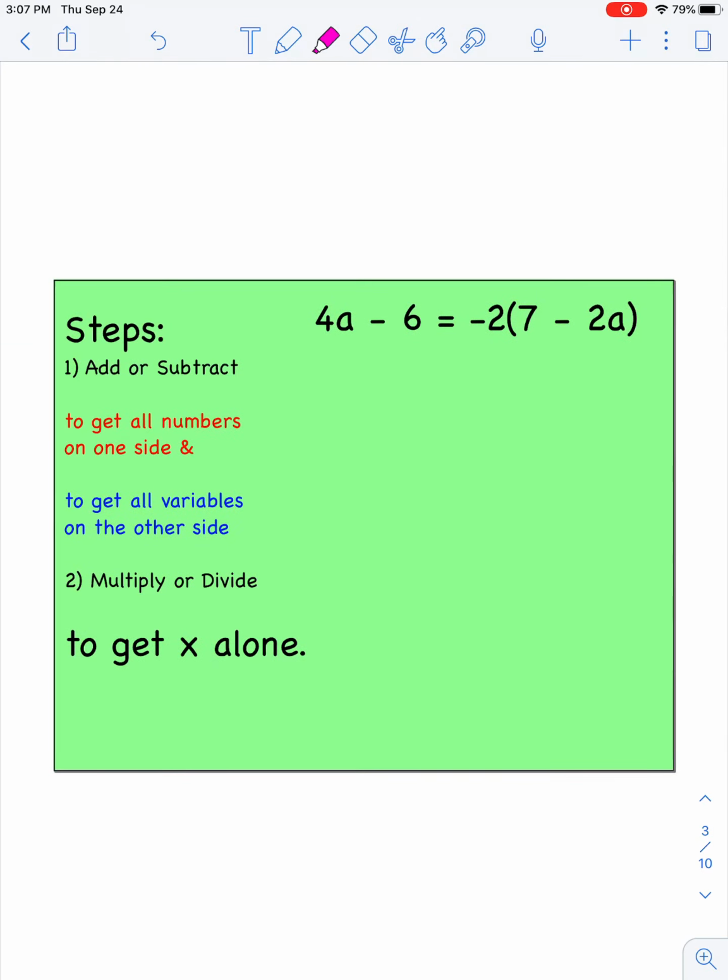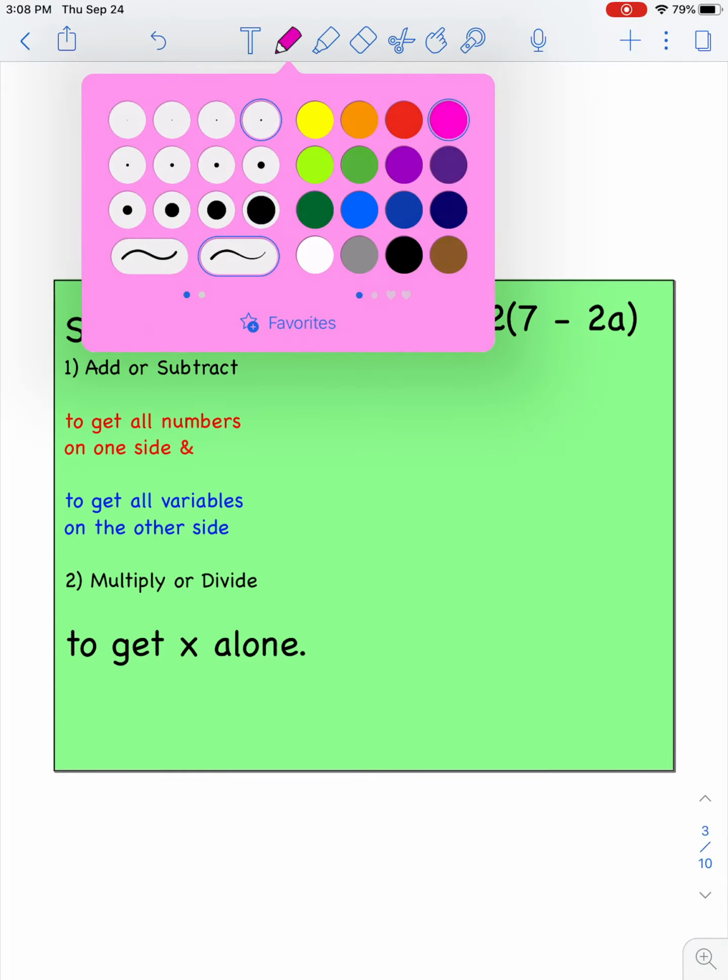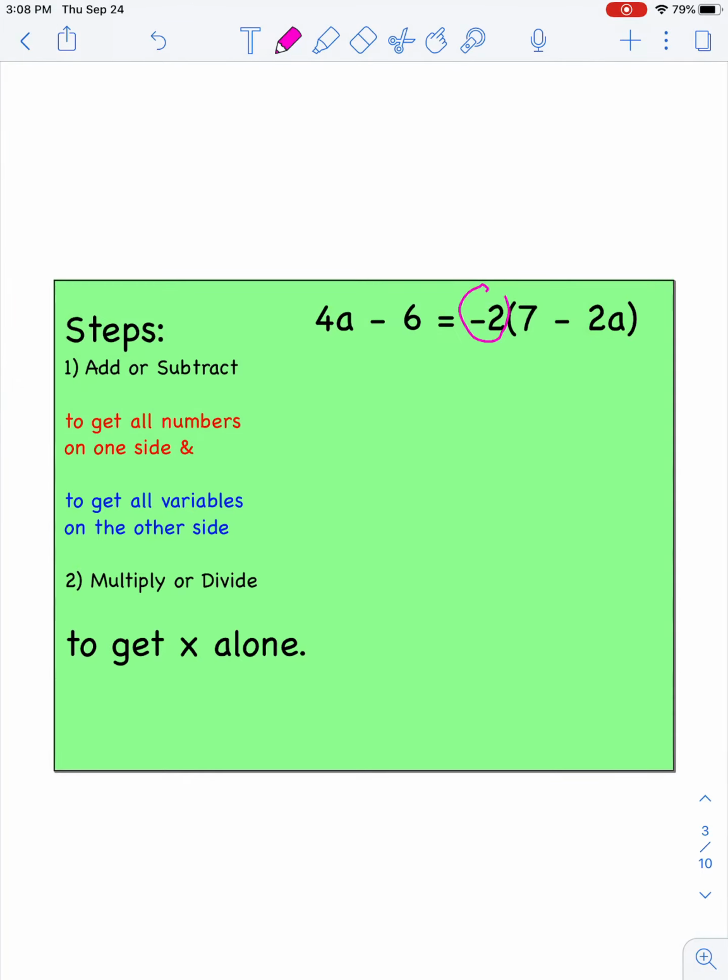All right. So let's keep moving on here. So let's see what happens with this one. So for this particular one, again, you can see that I do have the distributive property. So I need to do that first. So I'm going to distribute multiplying this -2 to the 7 and to the -2a. So that's going to give me -14 when I multiply -2 and 7. And -2 times -2a, the sign in front goes with that number, is going to give me positive 2a.